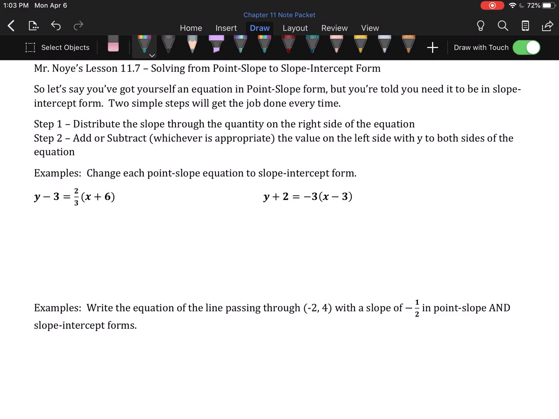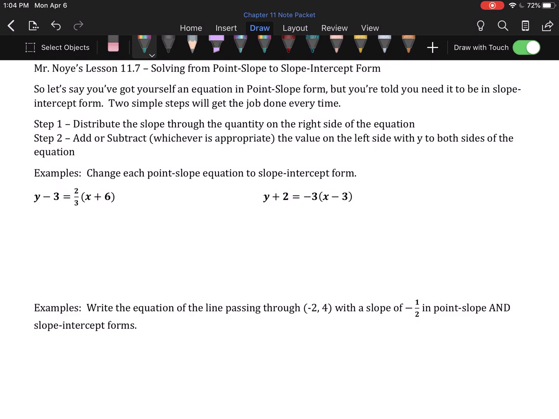This is a useful thing to know how to do because, as you saw in the last lesson, graphing from slope intercept form is really quite easy. So being able to put equations into slope intercept form is very useful. It only takes 2 steps to do it. The first is to distribute the slope through the parentheses on the right side, and then we will add or subtract the value that's tacked onto y. So let me show you those 2 steps in action.